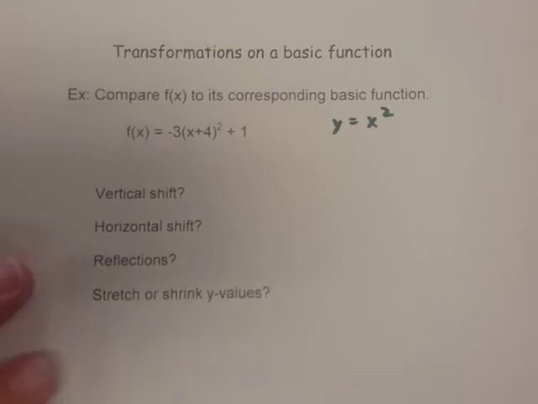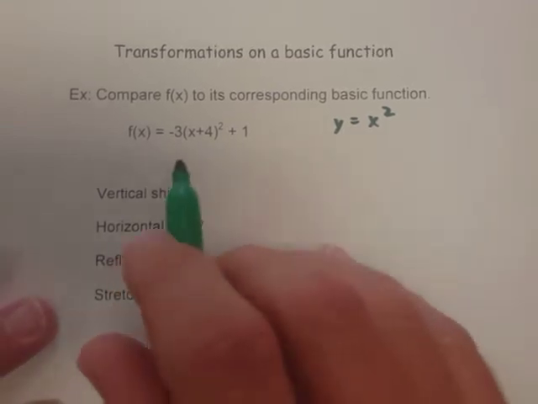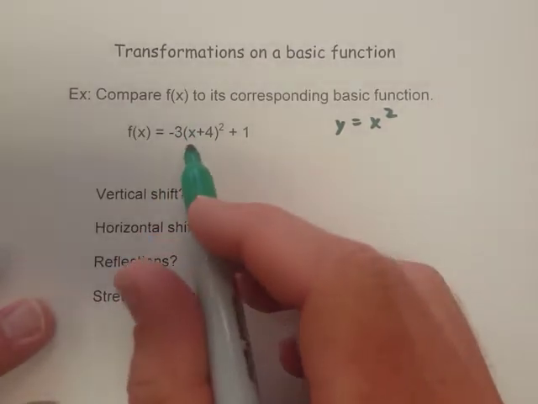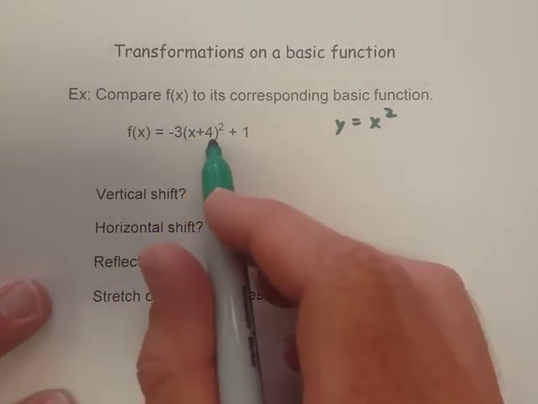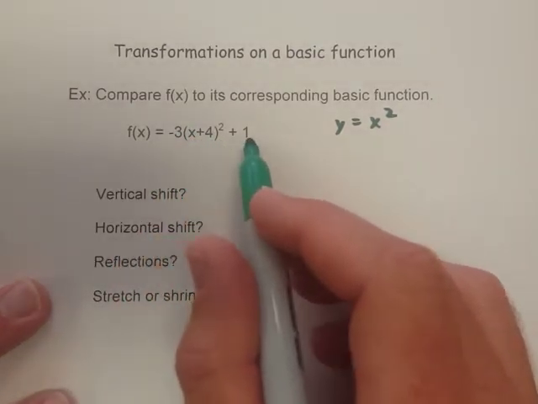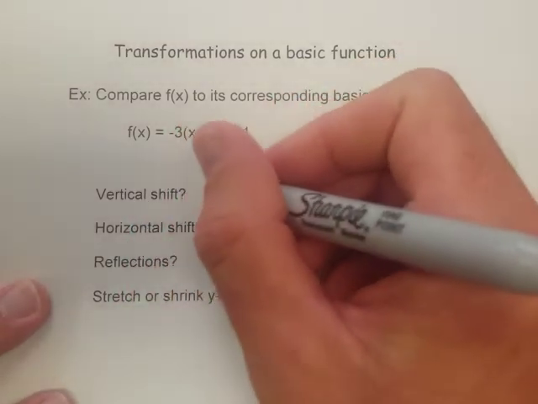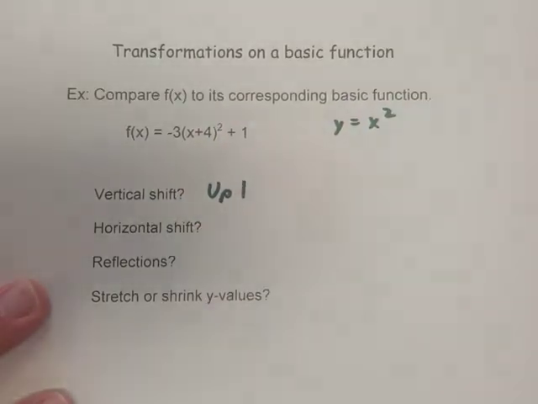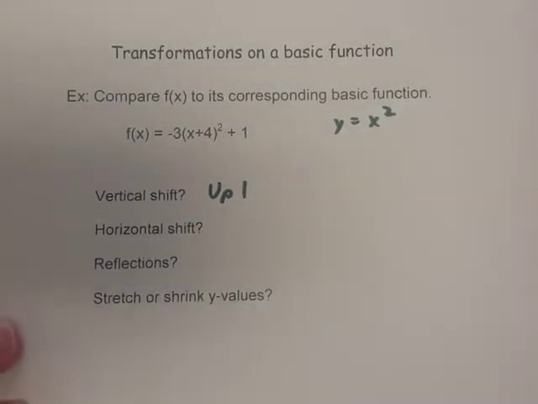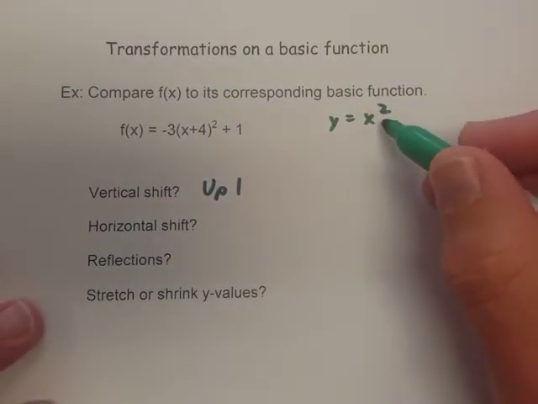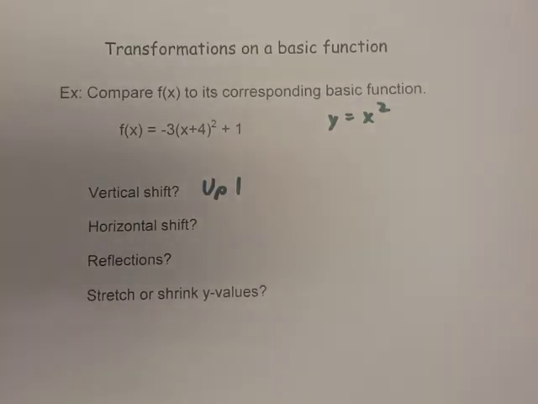I usually like to start with the easiest ones. Easiest ones in this case, we've got x plus 4 in here, we've got plus 1 in here. Now, I think the easiest one is always this plus 1 on the outside. That just means that it went up 1 from the original. Usually the vertex on this one is at 0, 0. This one went up 1.